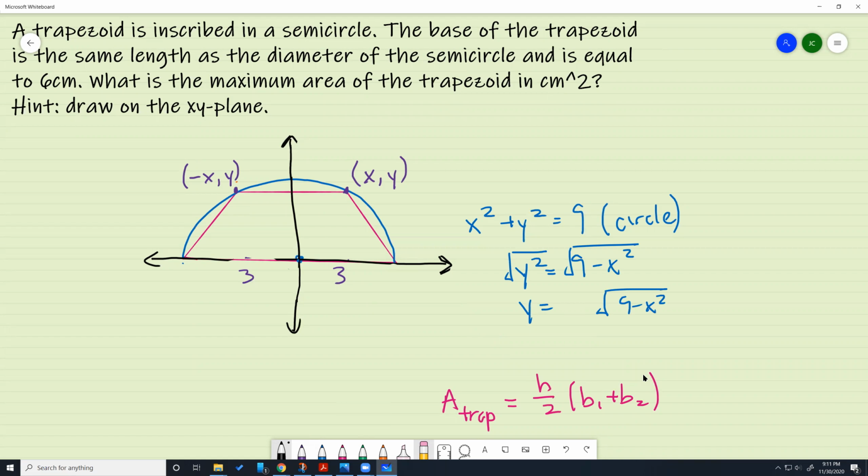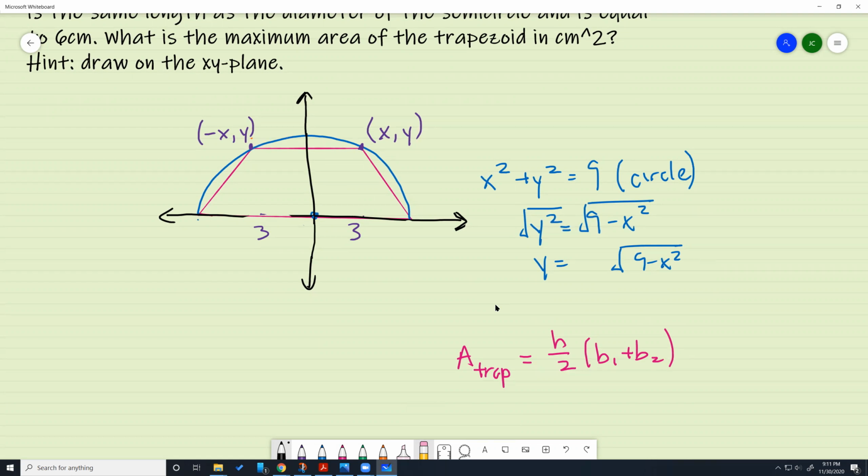A lot of variables here. Let's bring this up. Some things we know. We know one base of the trapezoid, the longer base, running along the diameter of the circle, is 6. So let's go ahead and fill that in.